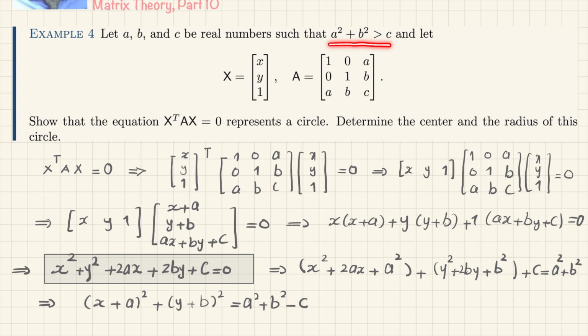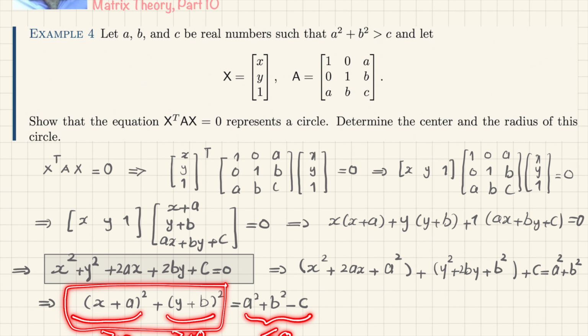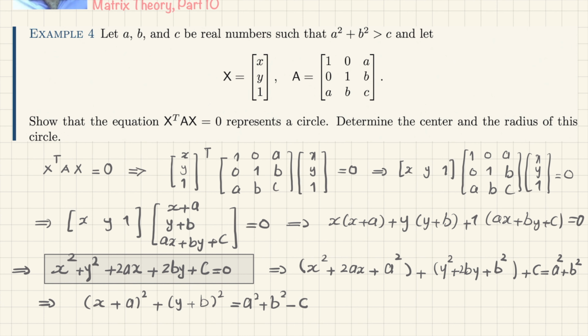A squared plus b squared is supposed to be greater than c, because if this is not the case, this becomes negative. And if this becomes negative, you have a contradiction, because on the left hand side, this is non-negative. This is non-negative, so the whole expression is non-negative on the left, but it would be negative on the right, which is not possible. So that is the reason that they have mentioned that a squared plus b squared has to be greater than c.